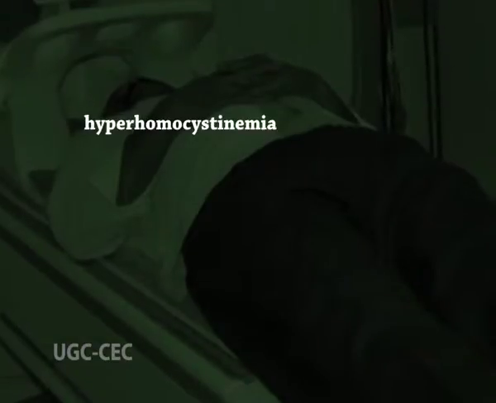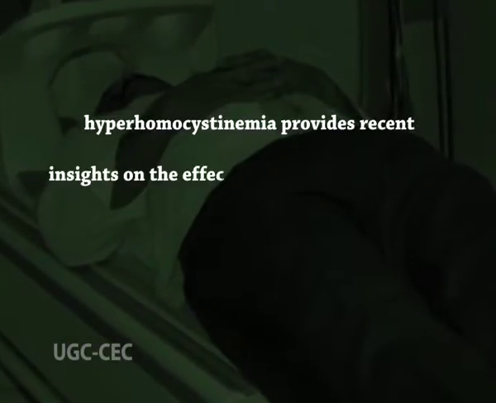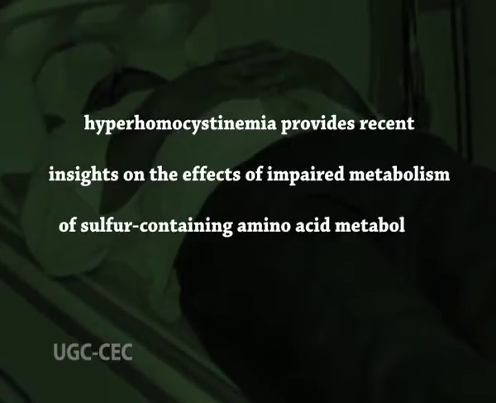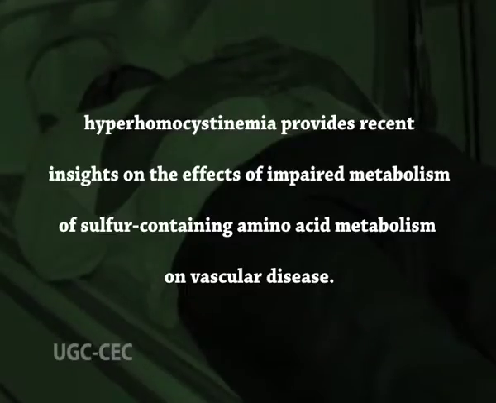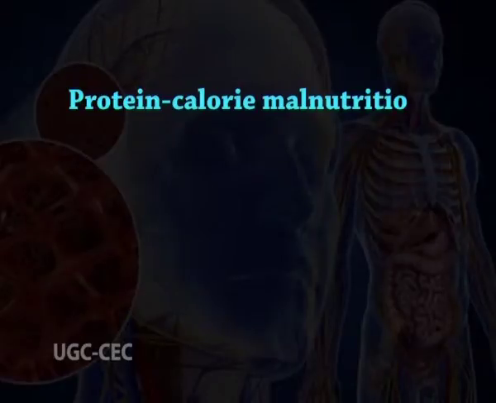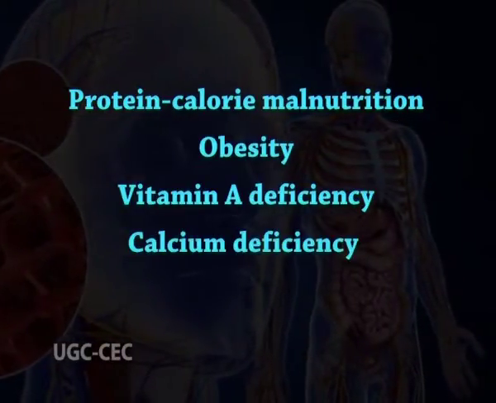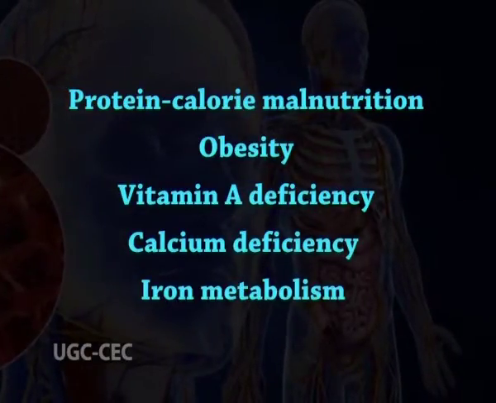For example, discussion about hyperhomocysteinemia provides recent insights on the effect of impaired sulfur-containing amino acid metabolism on vascular disease. Apart from this, knowledge of nutritional biochemistry, including protein-calorie malnutrition, obesity, vitamin A deficiency, calcium deficiency, and iron metabolism, will give us insight into the ideas behind our day-to-day balanced diet.